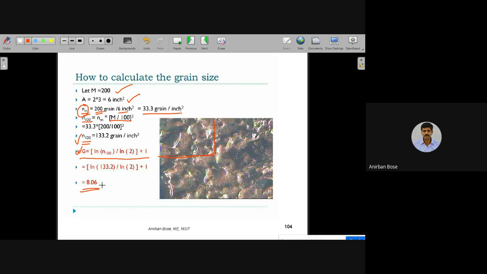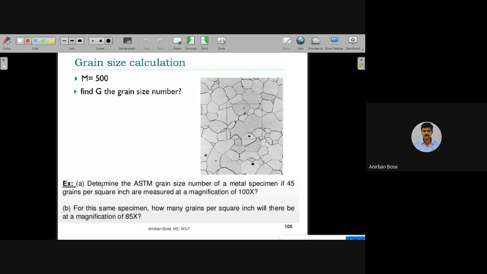So this is the simple procedure. These kinds of problems are common in exams, where a picture is given, taken at, say, 500 magnification, and the question is to find the grain size number. So what you do is take a pencil and, with a scale, just take any area of your choice.